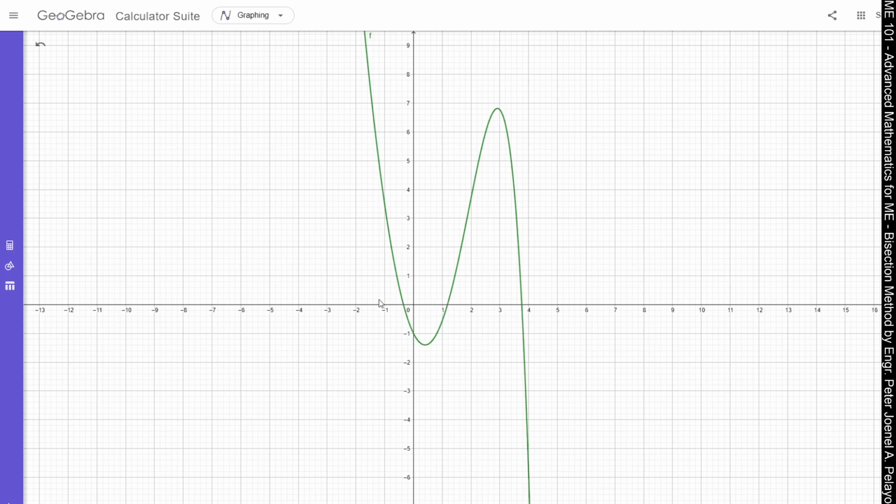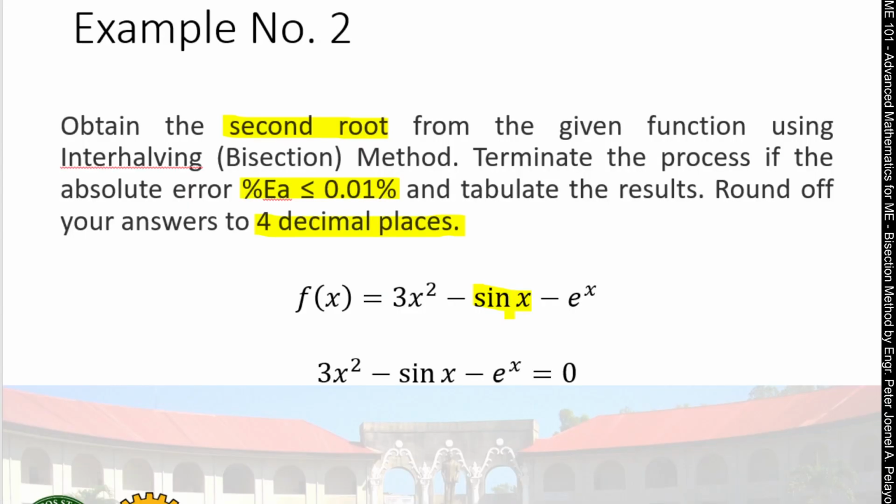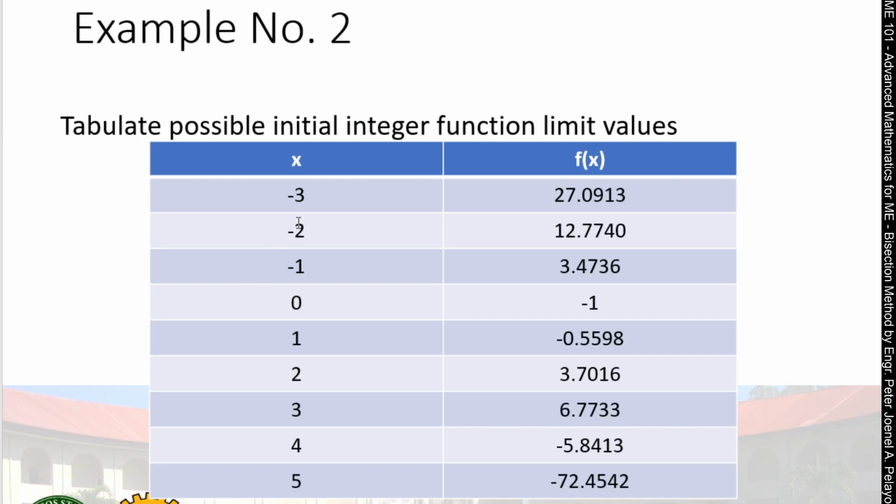So, ang tinatanong ng problem is second root. So, this is our first root, tama? This is the second. So, dito tayo mag-root. Okay? So, nasaan siya? Nasa pagitan ng 1 and 2. Okay? But, dun sa table, ang nasa table kasi is negative 3 to 5.